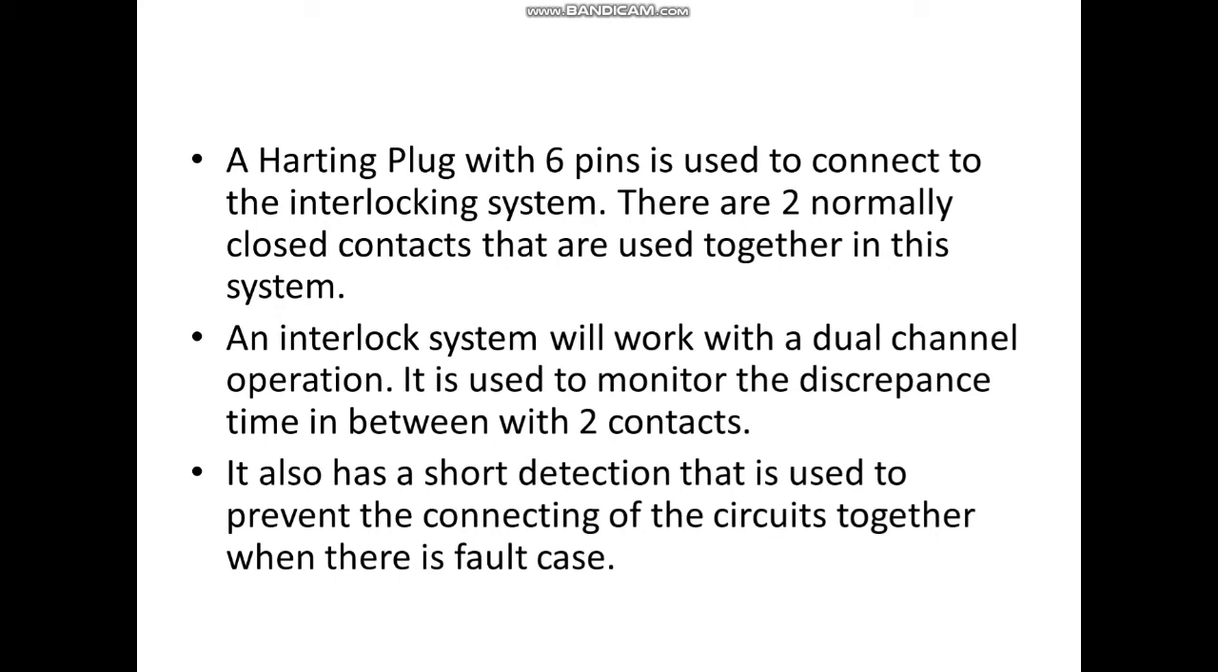An interlock system will work with a dual channel operation. It is used to monitor the discrepant time in between the two contacts. It also has a short detection that is used to prevent the connecting of the circuits together when there is a fault case.